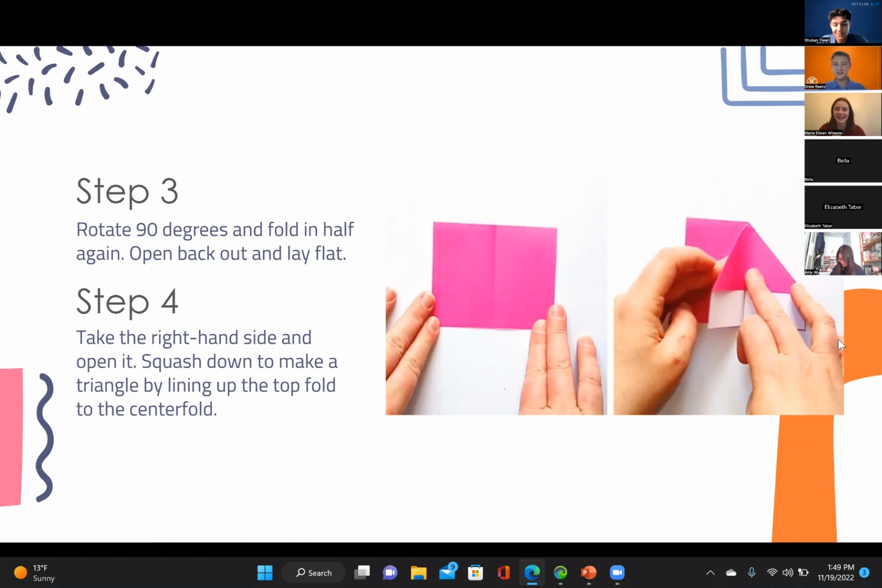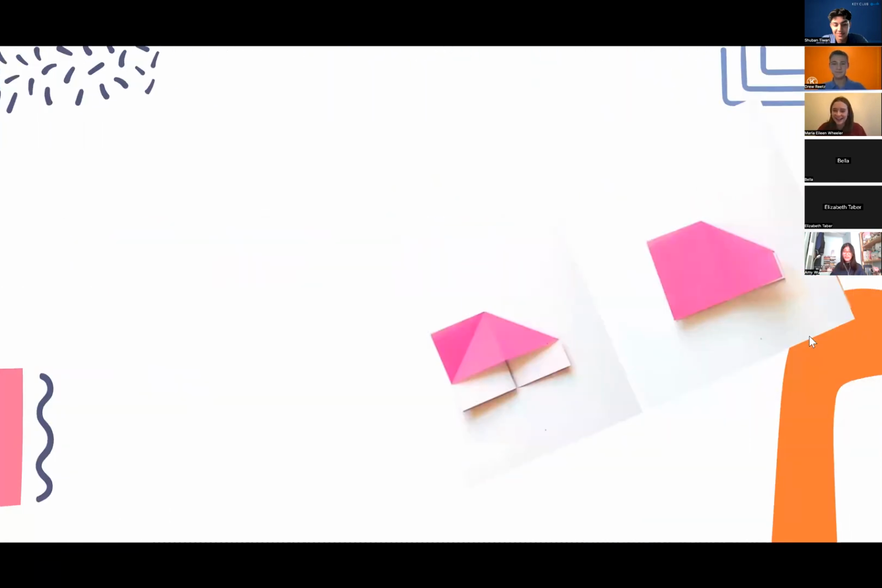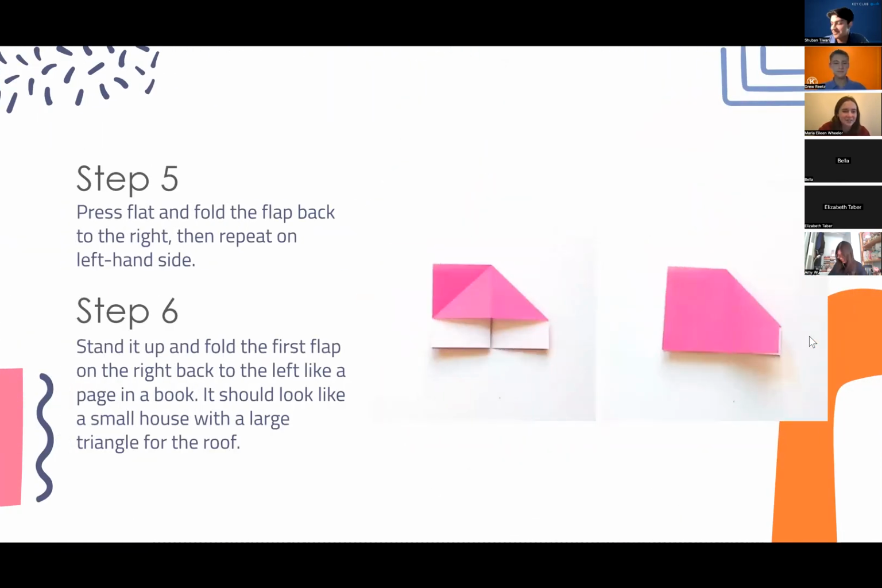Okay, so that's what we have so far. Then we're gonna press flat and fold the flap back to the right, then repeat on the left-hand side. So I'm guessing you just do the same thing to the left side. This is how mine's looking right now. I don't know if this is right, but yeah. It's probably a bit more accurate than mine, but that's okay.